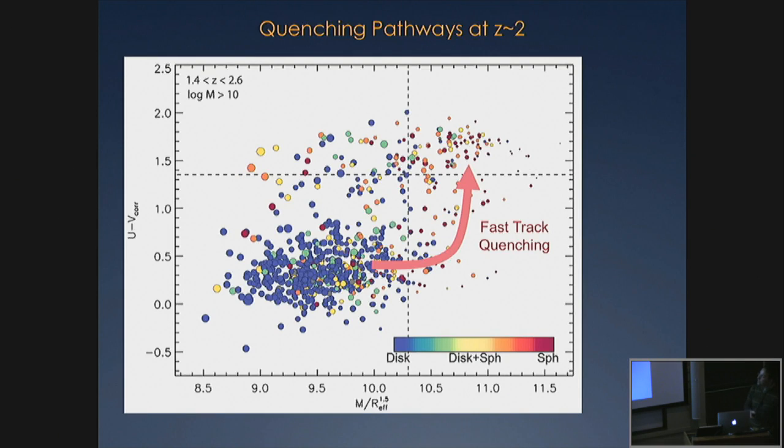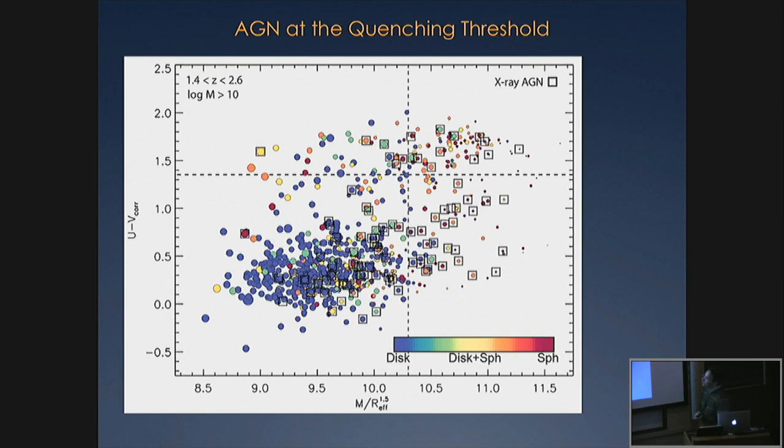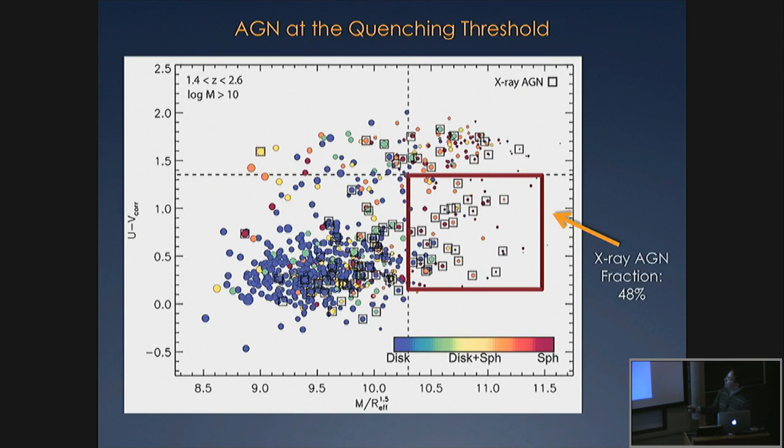Like I said, the reason I'm mentioning all this is because if we plot up where the AGN live in the GOODS South field, this is what we find. The black squares are now X-ray selected AGN from the Chandra 4 Ms data. And what we find is that in this parameter space, the AGN fraction is about 50%.